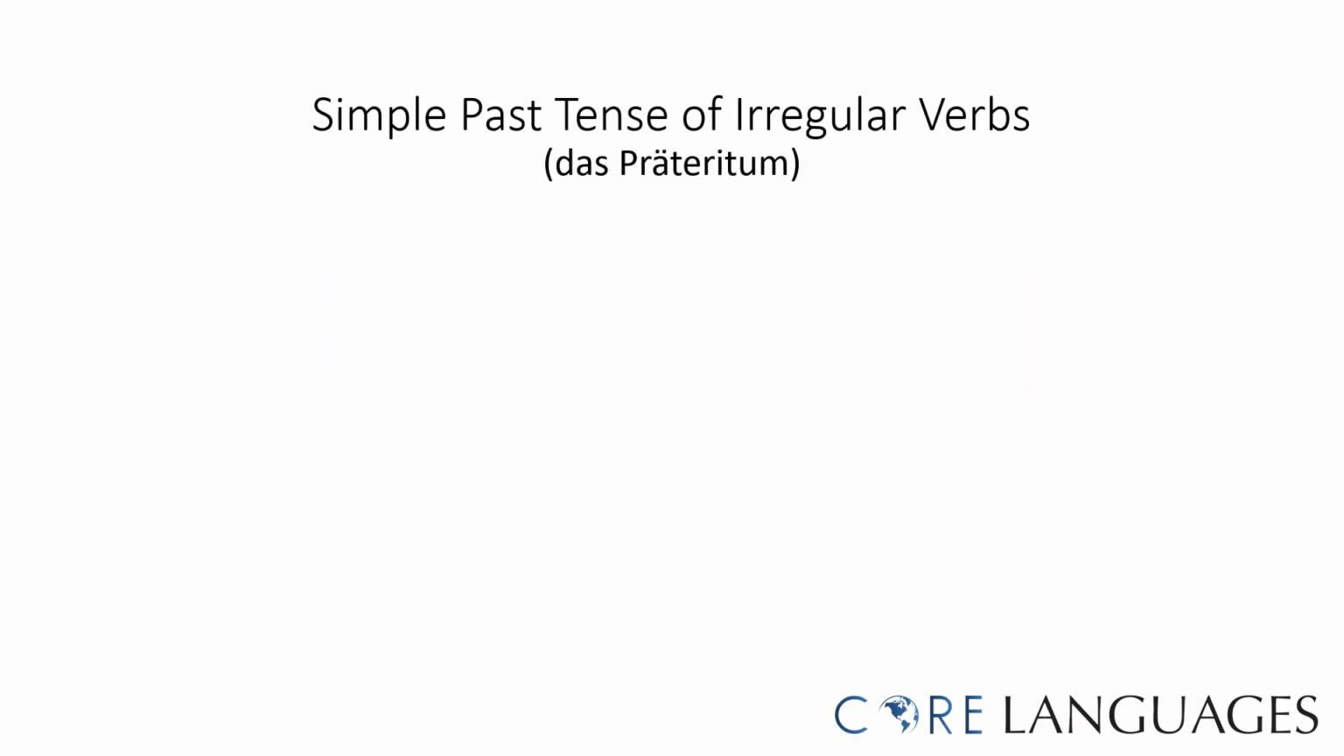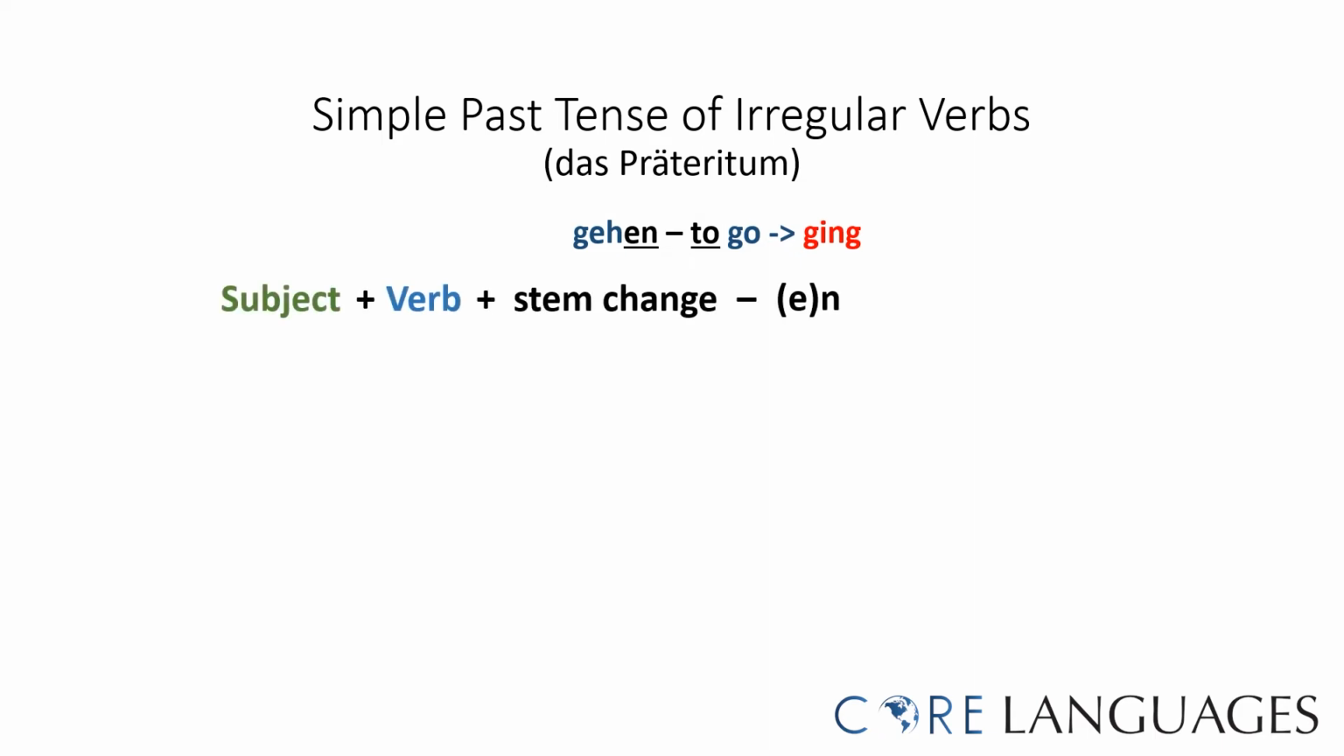There are also some verbs that conjugate irregularly in the simple past tense or in Präteritum. For example, the verb gehen, to go. The stem of gehen is ge. In the preterite, the stem changes to ging. This is a stem change, but because it is an irregular verb, the endings are slightly different.